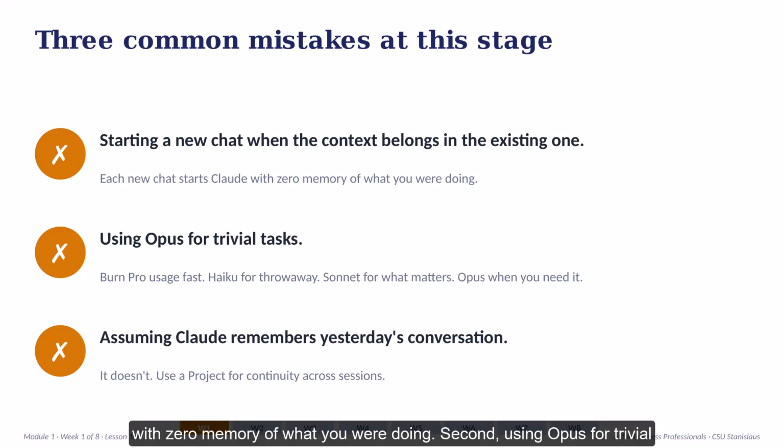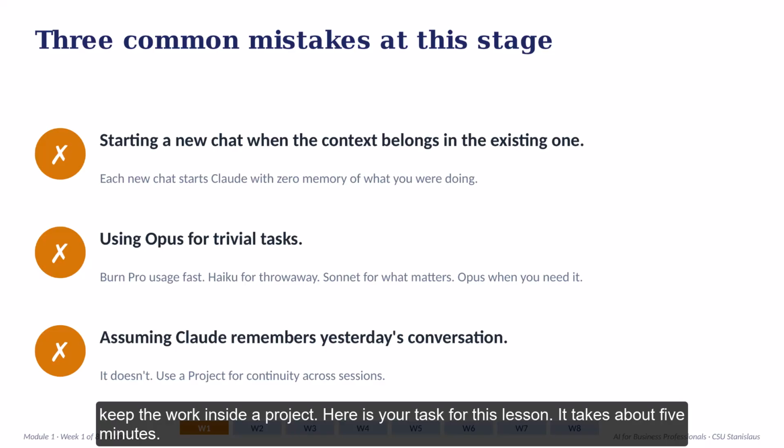Second, using Opus for trivial tasks. We just covered this. Haiku for throwaway, Sonnet for what matters, Opus when you actually need it. Third, assuming Claude remembers yesterday's conversation. It doesn't. If you need continuity across sessions, that's what projects are for. Open yesterday's chat, or better, keep the work inside a project.